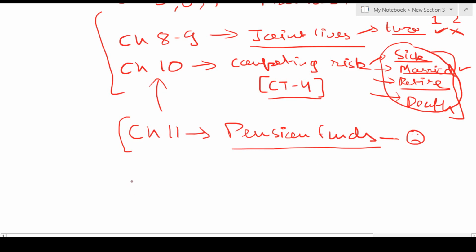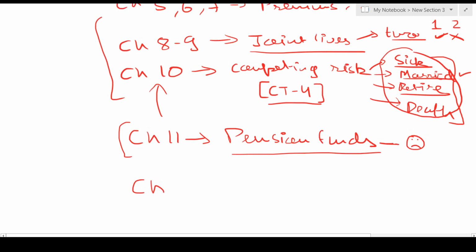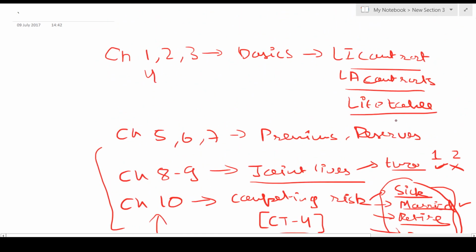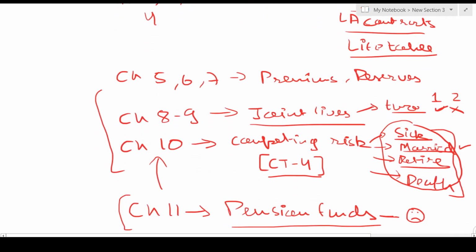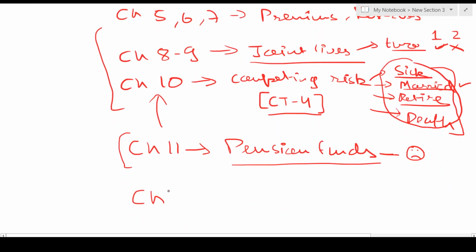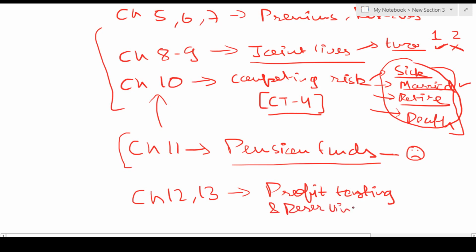Okay, and then we get back to the normal contracts we had been discussing since we had last left them in chapters 5, 6 and 7. Then we had started with the joint life, so we'll get to single life contracts again in chapters 12 and 13, where we'll be doing profit testing and reserving for these contracts. So we'll be doing profit testing and reserving all over again.